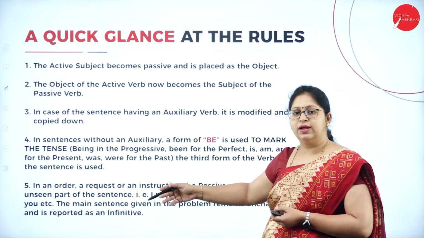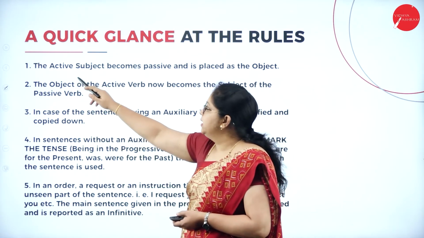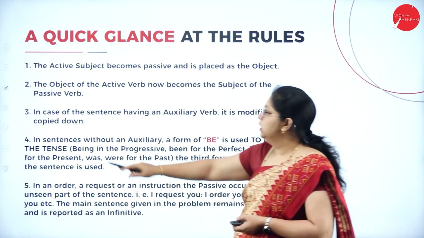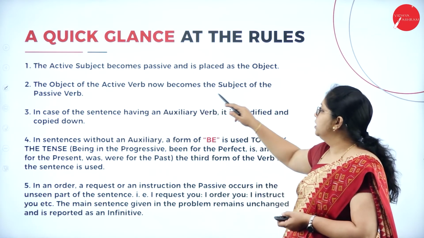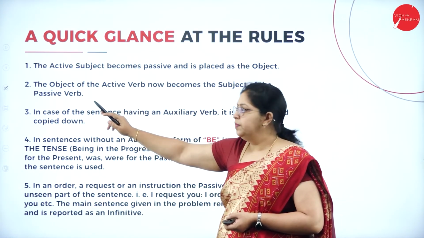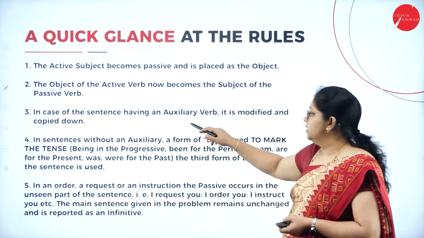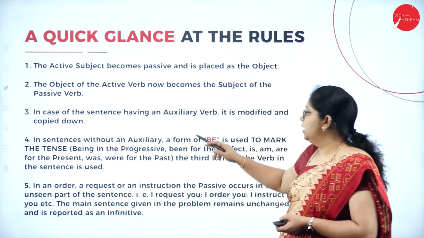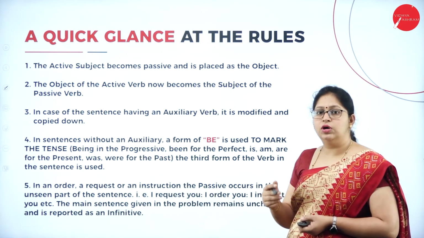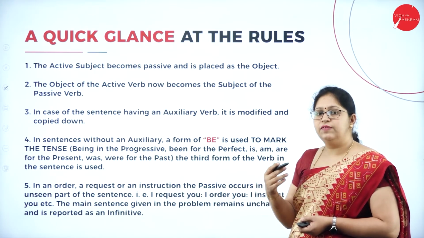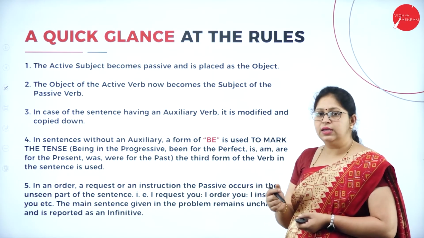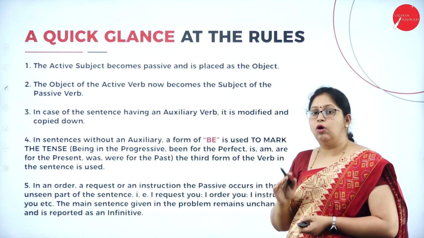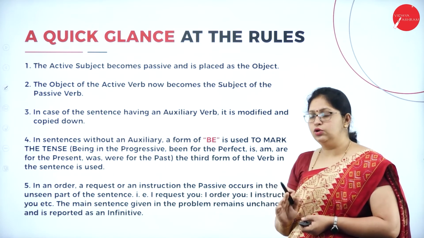Then, let us have a glance at the rules. The active subject becomes passive and is placed as the object that you have learned. The object of the active verb now becomes the subject of the passive verb. In case of the sentence having an auxiliary verb, it is modified and copied down. So, if there are auxiliary verbs, is, are, was, were, all these are auxiliary verbs, right? If it is there, we need to modify a little according to the tense and we need to copy it. We are not supposed to omit or drop the auxiliary verb. We need to use it.